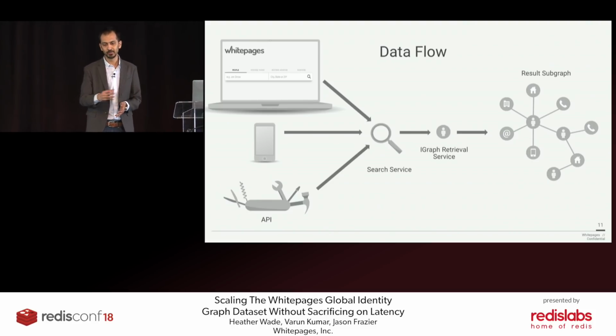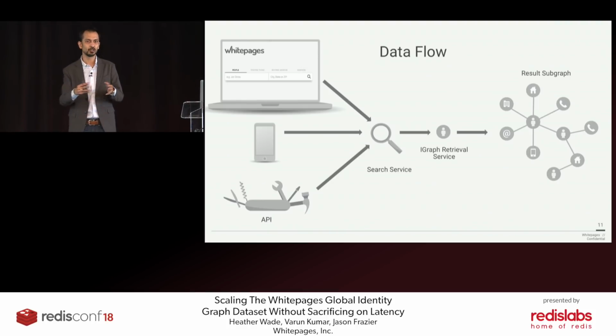So if you just do the multiplications here, for one request we typically get 15 results on the consumer side, 10 or 5 on pro APIs, depending on the customer needs. And for each of those, we have to make a subquery to get the subgraph.